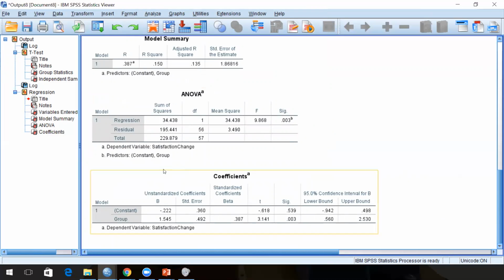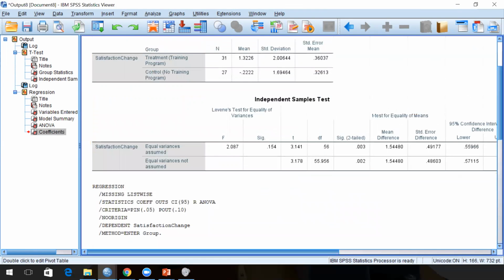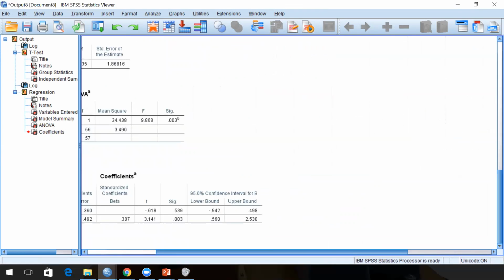nevertheless, if we look down at the bottom at our coefficients, we're going to look at group. And again, if we think of this as a regression equation, that group variable is 0 if they're in the control group, and it's a 1 if they're in the treatment group. We see a coefficient of 1.545. That looks familiar. We get a significance of 0.003. That looks very familiar. And we get a 95% confidence interval with a lower bound of 0.560 and an upper bound of 2.530. All that stuff should look pretty familiar to what we got with the independent samples t-test, because they're kind of doing the same thing, is the short answer.